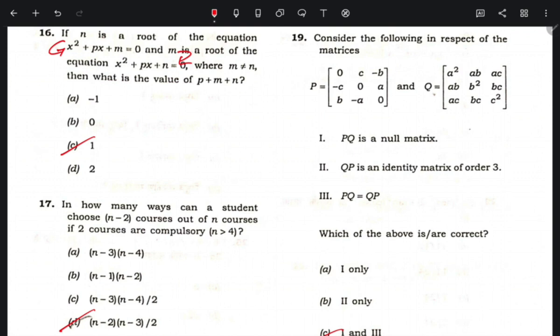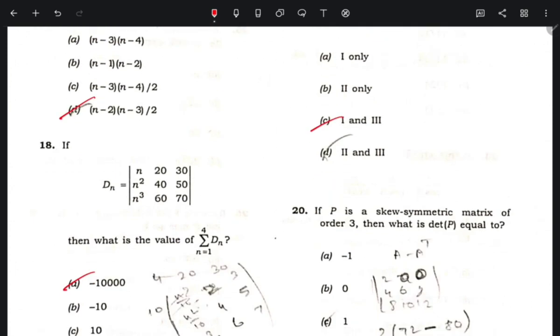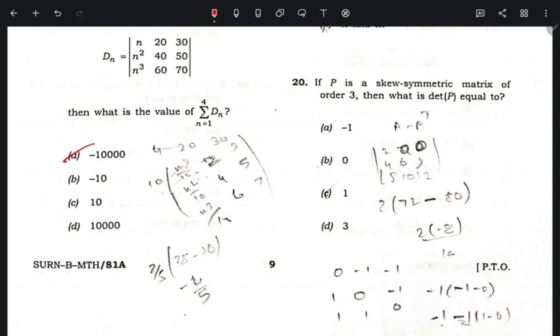So P and Q together are a null matrix, so they'll be equal. So both. For 20, you have B, 0. The determinant of any skew symmetric matrix is 0. So this is just direct. It's not even a formula. It's a direct question.